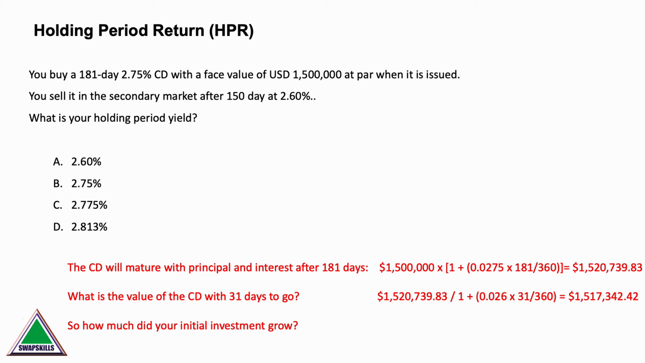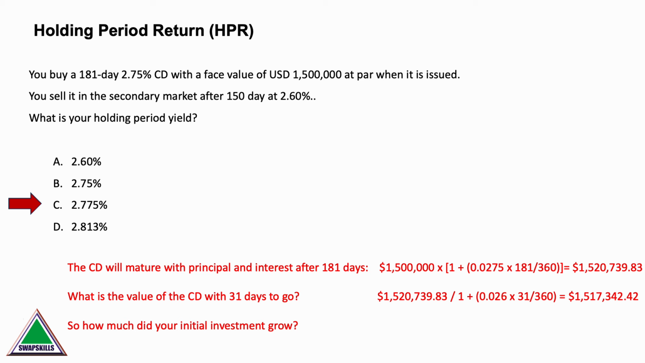Now you don't hold it for 6 months, you decide to sell it in the secondary market after 150 days at 2.6%. In other words, with 31 days to go. What is your holding period yield? In other words, if you invested 1.5 million, what's it worth in 150 days, and how much money have you actually earned on that as a percentage? Again, the answer on this is 2.775, but how do we get there?